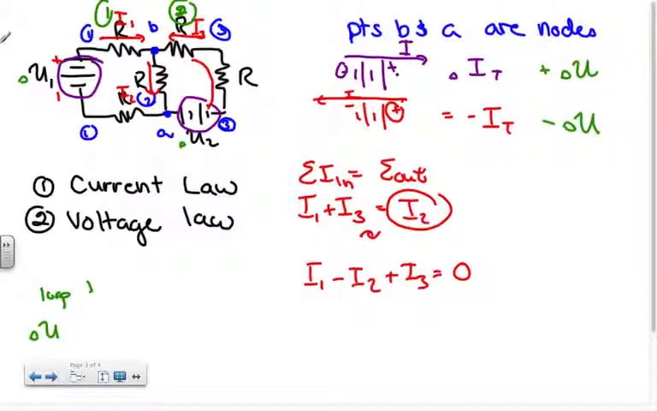Now again, you would simplify this circuit before you do anything. And this actually will end up being I4 here.